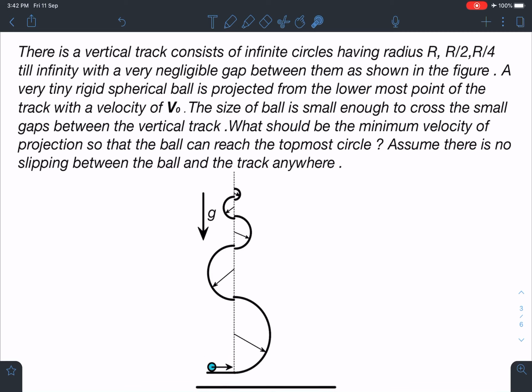The size of the ball is small enough to cross the small gaps between the vertical track. What should be the minimum velocity of projection so that the ball can reach the topmost circle? Assume there is no slipping between the ball and the track anywhere. So this is the original problem. So let's discuss the concept of it.